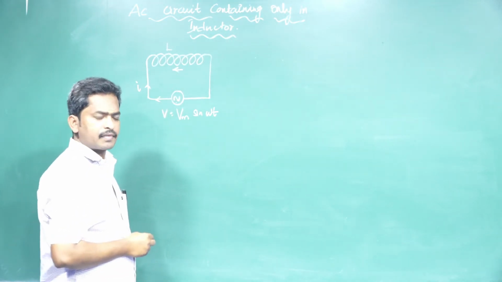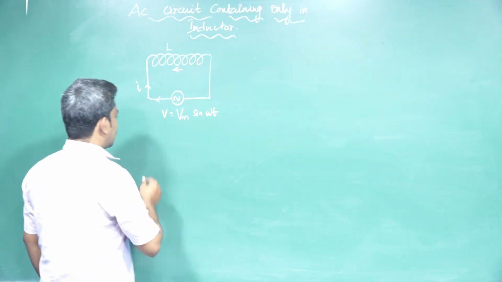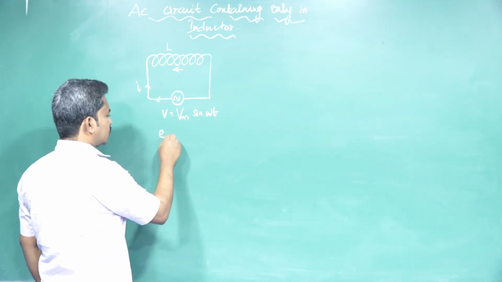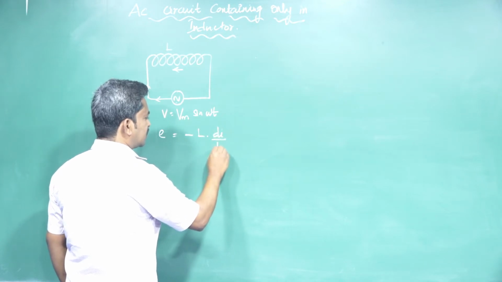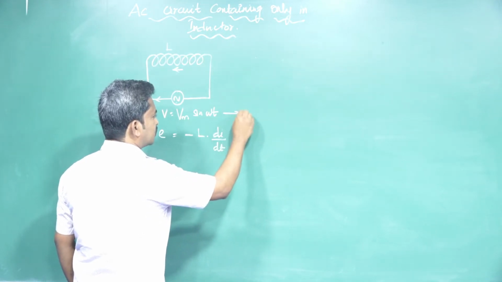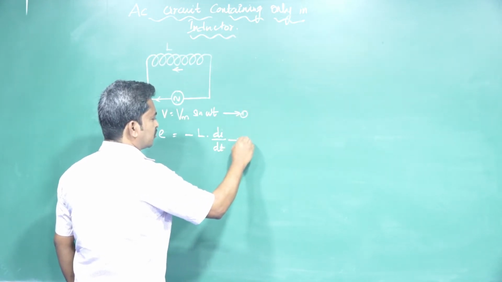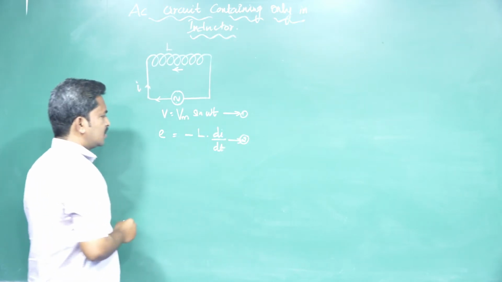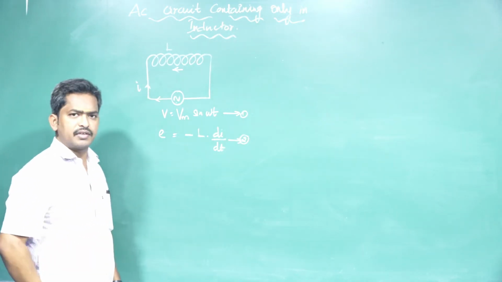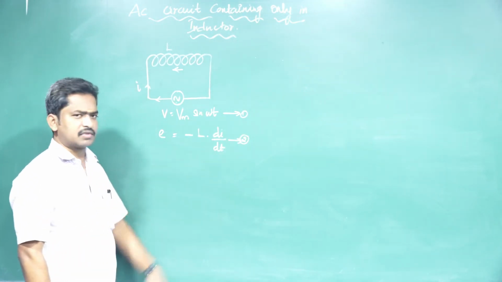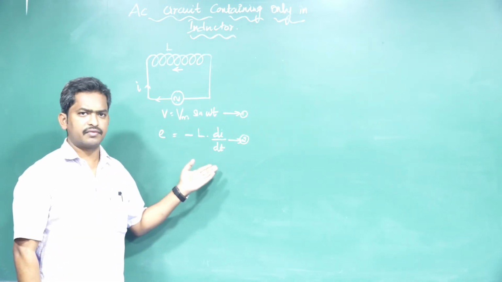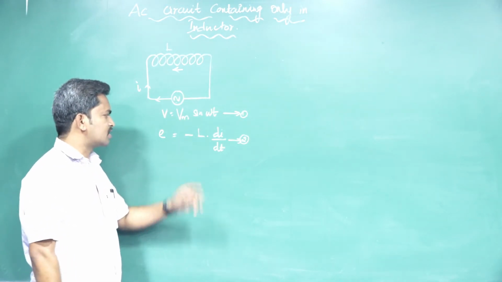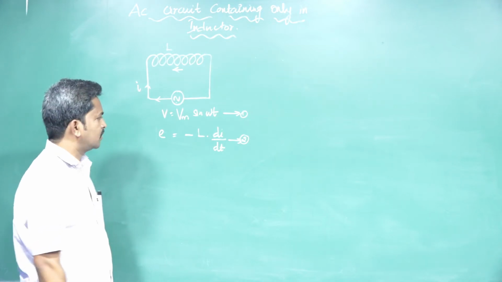So the induced EMF, E is equal to minus L into di divided by dt. This is equation number 1. E is directly proportional to di by dt, so the induced EMF is directly proportional to the rate of change of current. L is the constant self-induction of the coil.